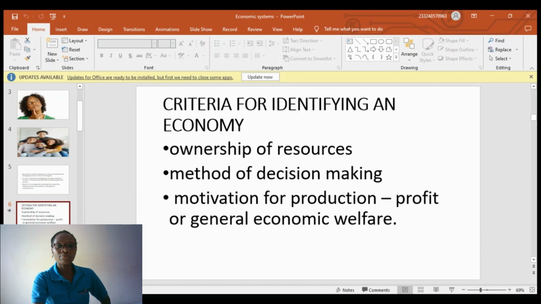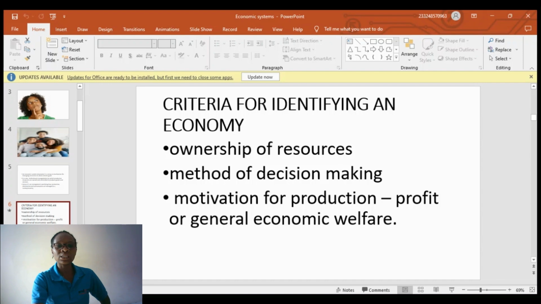So these important criteria are: one, ownership of resources. You want to find out who owns resources in the country, right? Then the one who owns the resources is obviously going to decide what to produce, how to produce, where to produce, what to distribute. So this method of decision making: who makes them and how is it made, right?